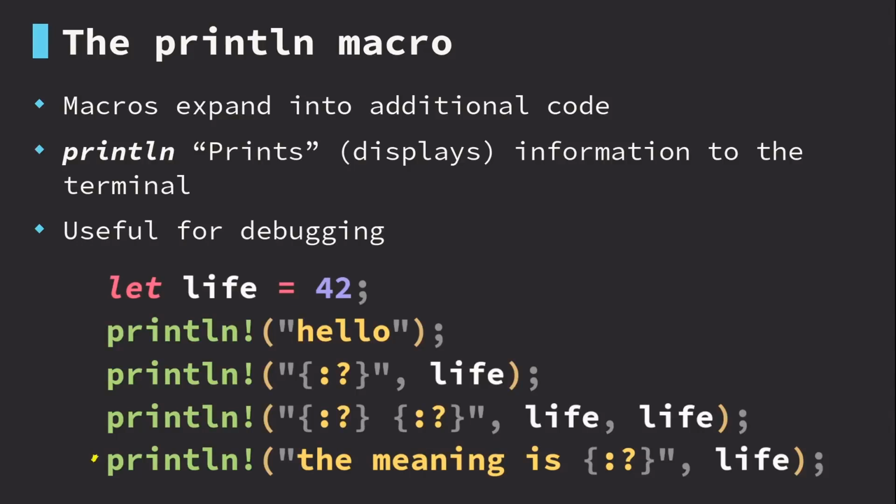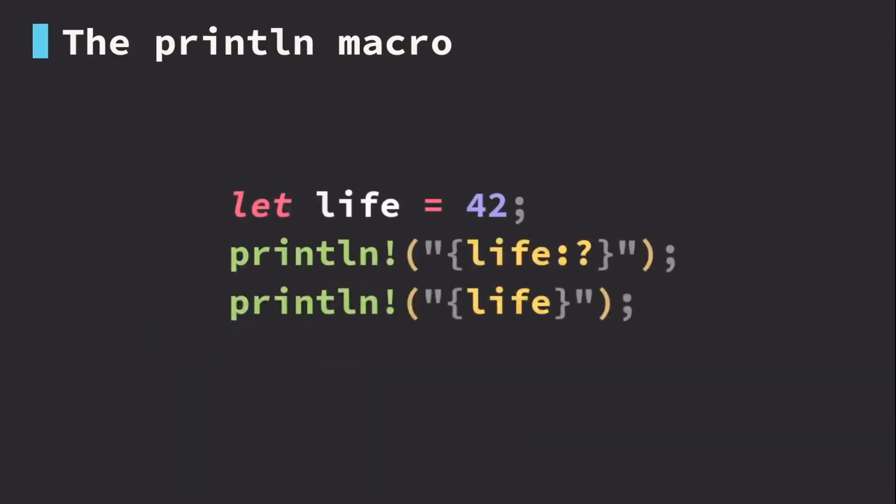So here on this last invocation, we're going to print out a short phrase. The meaning is, and then this will be 42 because we're pulling 42 out of the life variable. It's also possible to directly use variables within our string here. So instead of having to have a comma and then additional things, we can just include the variable name, our colon, and then our question mark.